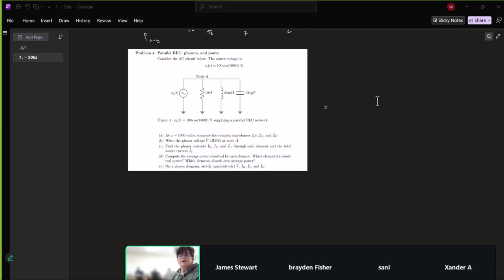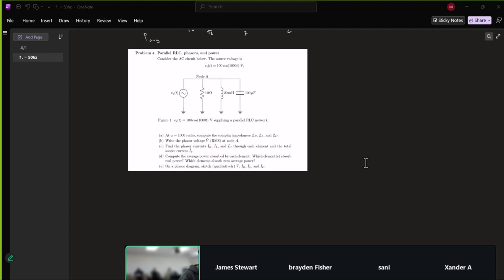All right, so now we're going to look at problem 4. We have an AC source, and we have a parallel resistor, inductor, and capacitor. And we're going to find out some various different things about it. And then you can ask me general questions, and we'll move on from there.